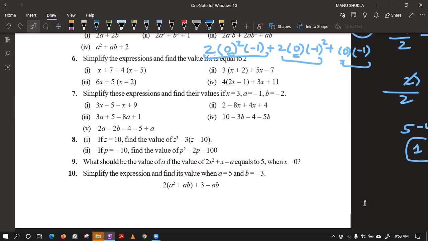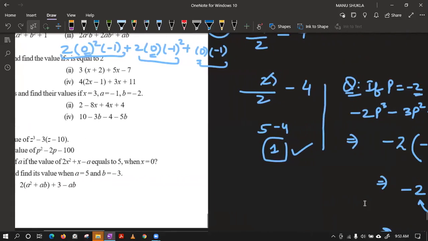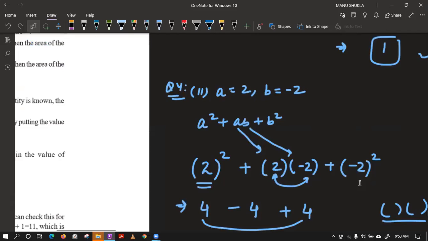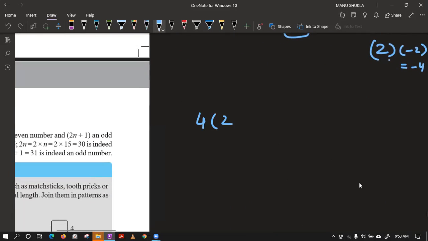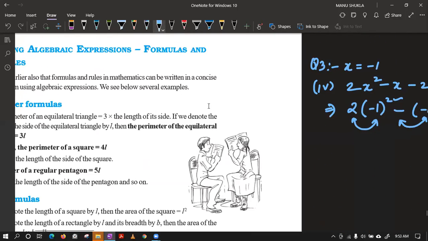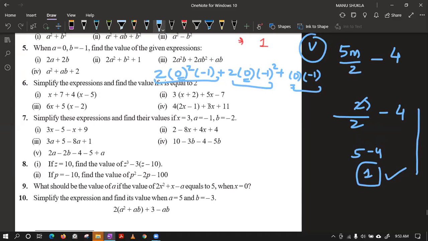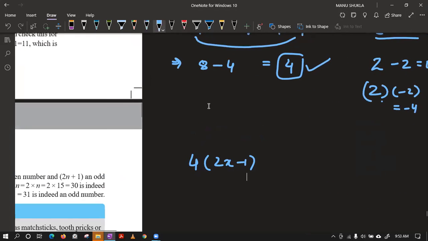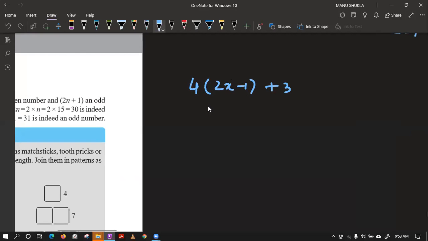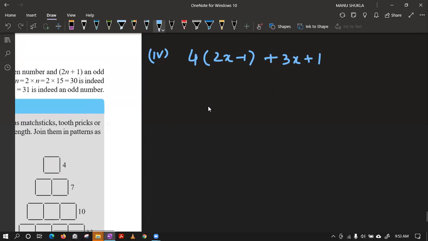So we can take one part from this. Suppose I take the fourth part, 4 into 2x minus 1 plus 3x plus 1. This is the fourth part. Okay, let us see. What do we mean by simplifying? Simplifying means we have to add, subtract whatever we can, the like terms. That is known as simplification. So let's open the bracket first.